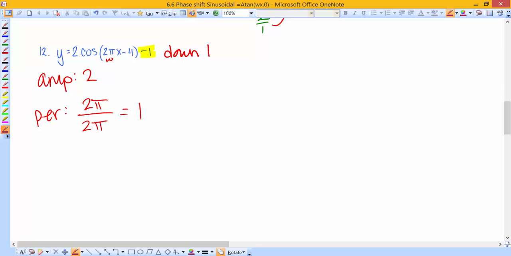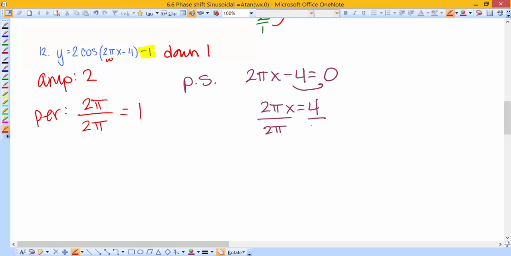Now we need to find our phase shift. So 2 pi x minus 4 is going to equal 0. Move the 4. 2 pi x will equal +4. Divide by 2 pi. 2 pi's on the left side will cancel. So I have 4 over 2 pi. The 4 and the 2 will cancel. The 2 divides into 4 2 times, and I'm left with pi in the denominator. So there's my phase shift.